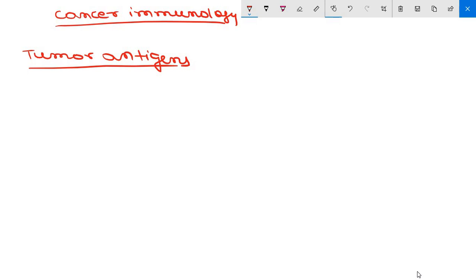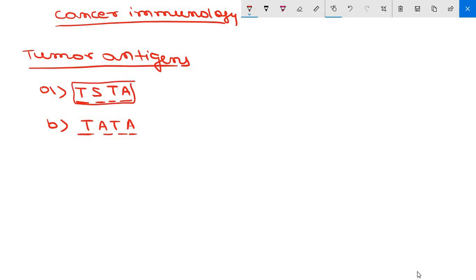Two types of tumor antigens have been identified on tumor cells. The first type is known as TSTA, that is tumor specific transplantation antigens. The second group is known as TATA, that is tumor associated transplantation antigens. So these are the tumor specific, and these are the tumor associated. First we will discuss tumor specific transplantation antigens.